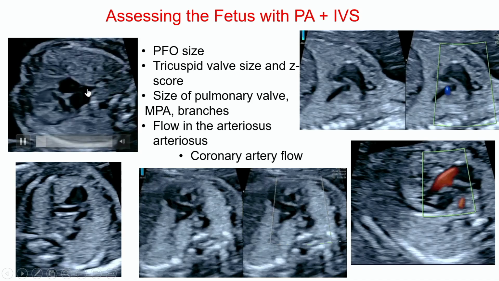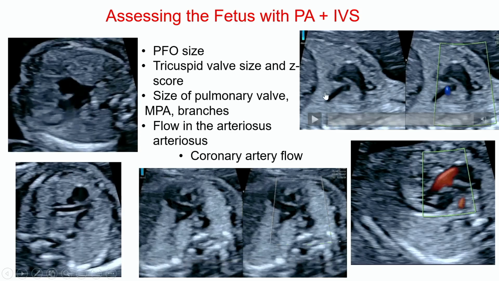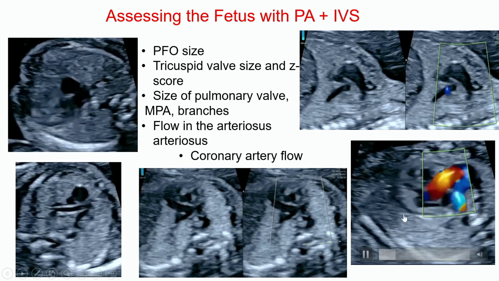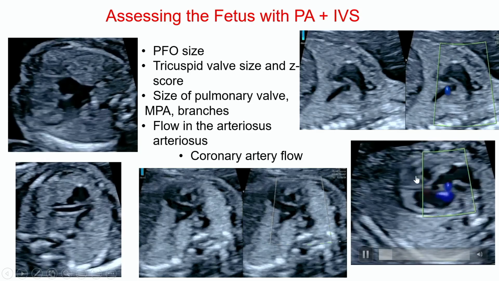Just like in tricuspid atresia, it's important to look at the size of the patent foramen ovale and the tricuspid valve size and the Z-score. Now, looking at the pulmonary arteries, you can see here that they're fairly good size, but there is pulmonary atresia. You can't really see a right ventricle here. This is another view of the same patient, again with the small right ventricle up here.